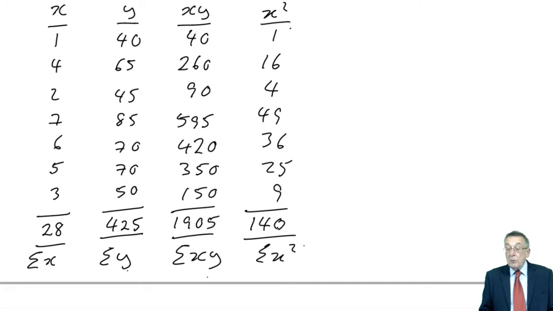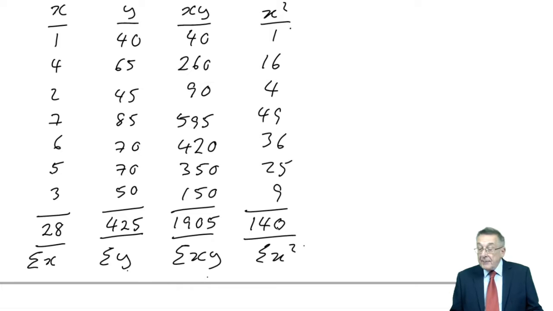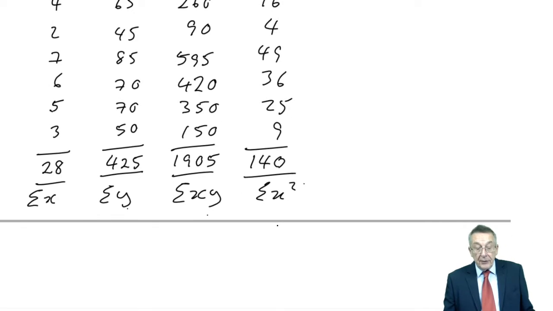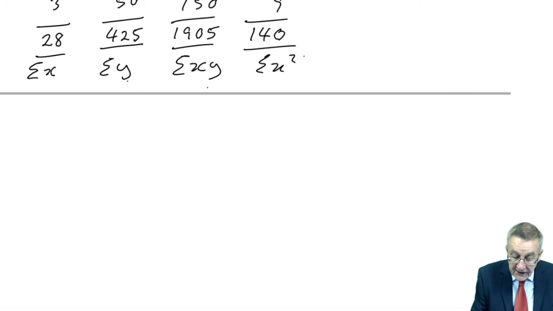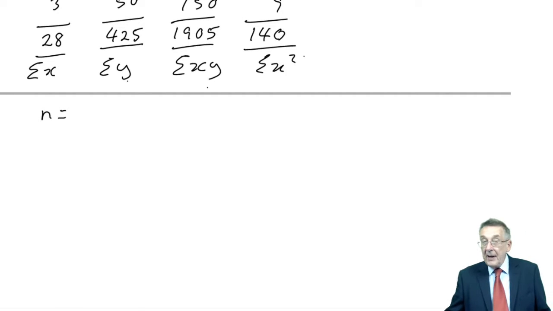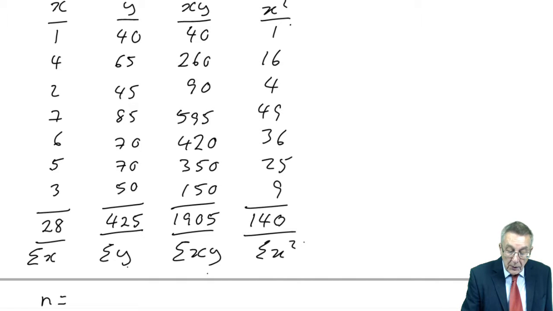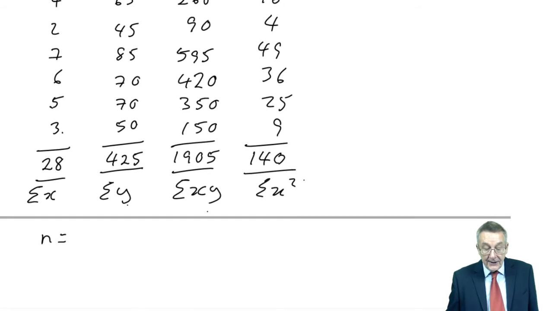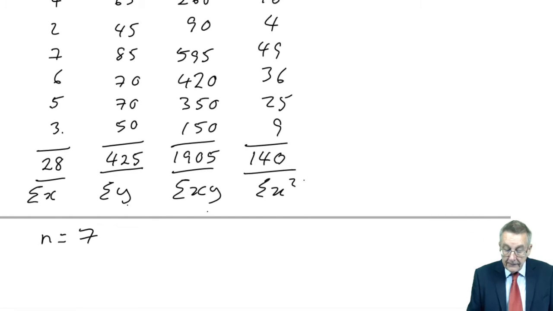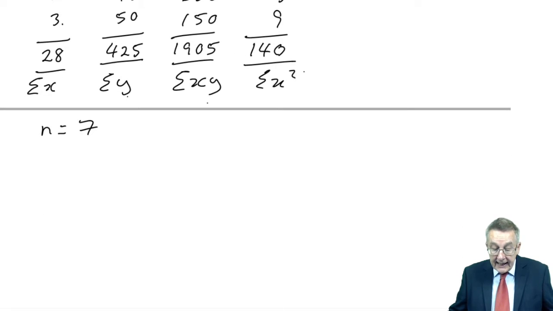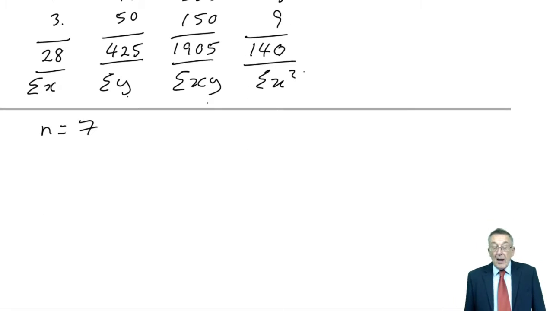So we've now got everything we need, except n is also floating around in the formula. Well, I said before, n is the number of sets of observations, the number of pairs. And how many are there? 1, 2, 3, 4, 5, 6, 7. N is 7. So we've now got the figures we need, and we can now stick them in the formulae.